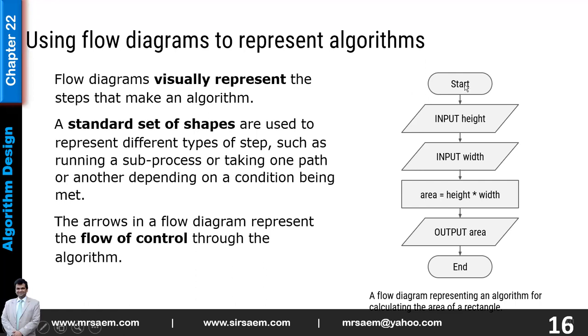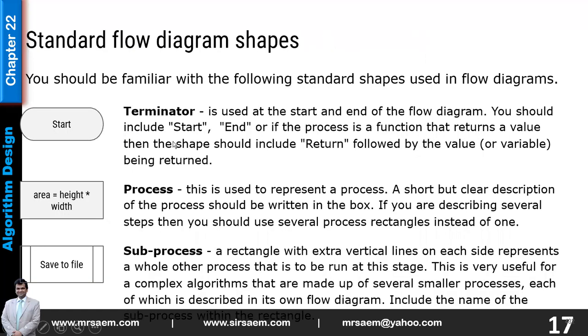For example, over here, this start, this shape, and this shape is used for the start and the end. Okay, whenever we need to input something, we use this shape. Whenever there's a process happening, we use this shape. Now, this is something you have to remember. So input किया आपने height, input किया आपने width, area हो गया height into width, और output हो गया. So output, input के लिए we use this shape. Okay, starting and ending के लिए we use this shape. So this is a very basic one. Let's go ahead. So here we go.